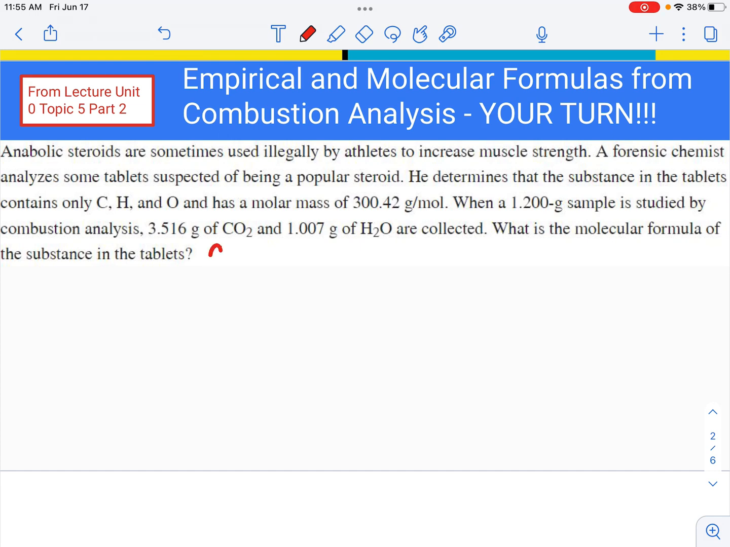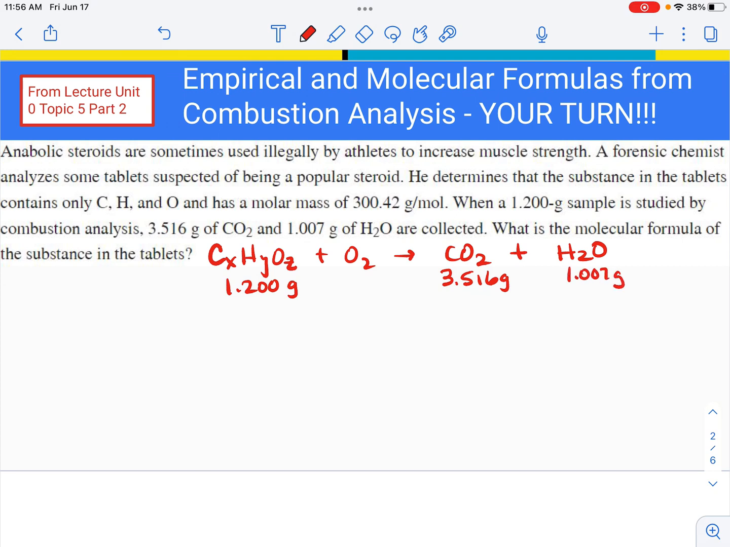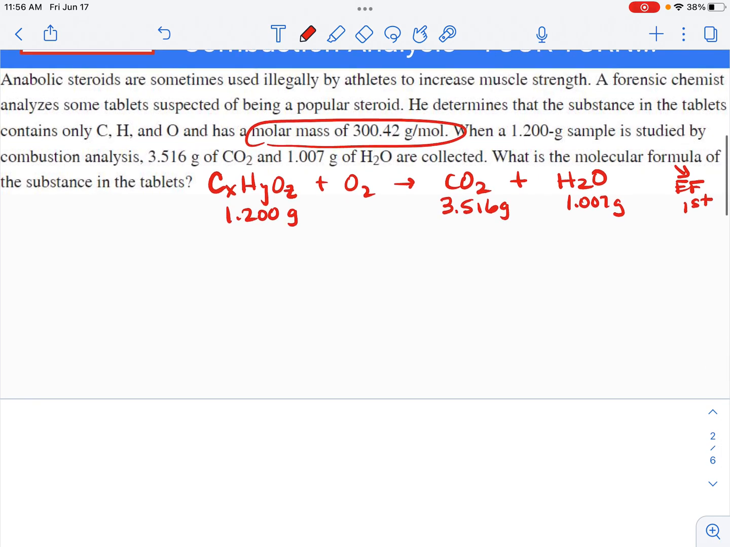So the first thing, if you're confused, would be to write the equation. You don't necessarily have to do that, but some people find it really helpful. In this case, they gave us 1.200 grams of the compound, and it formed 3.516 grams of carbon dioxide and 1.007 grams of water. They want the molecular formula, so we'll have to find the empirical formula first. Remember that that's always the case. And then they've given us a molar mass of the compound to compare to. So let's go ahead and get started and see, hopefully you can figure out where you might have gone wrong.